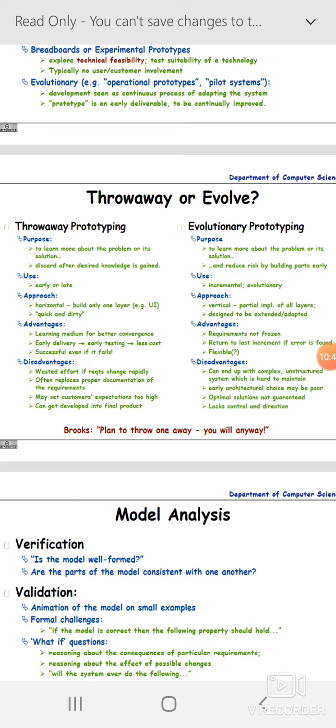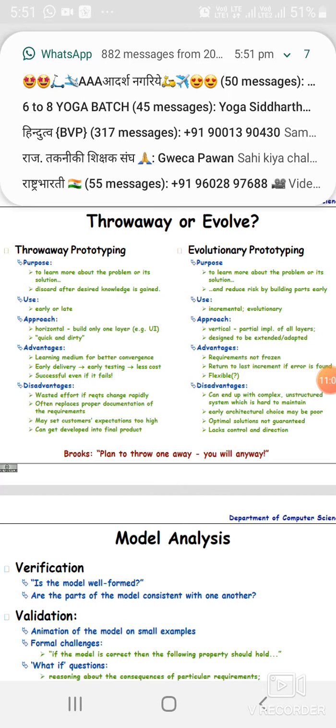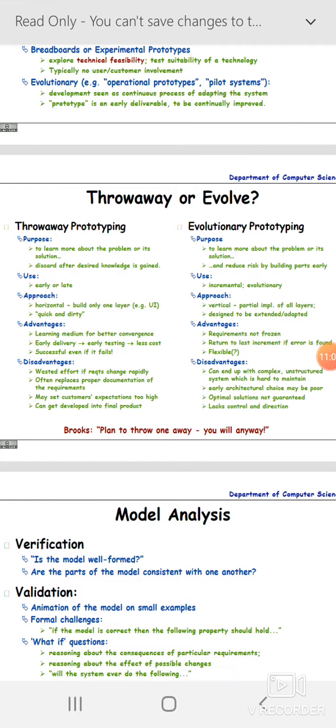Now the second one is use, early or late. If we talk about evolutionary, is it incremental or evolutionary? Now the third point is approach. On the basis of approach, we can also differentiate between them. In throwaway, the approach is horizontal, and in evolutionary the approach is vertical.